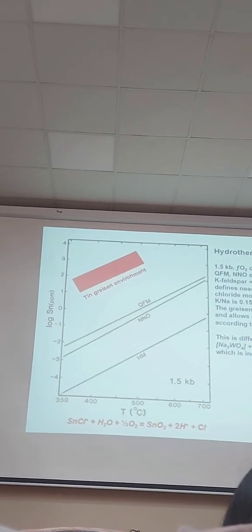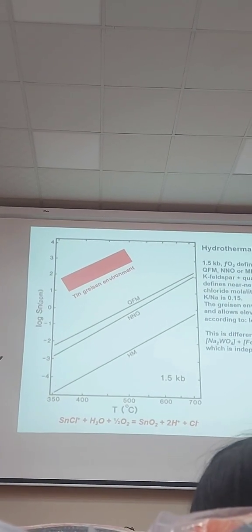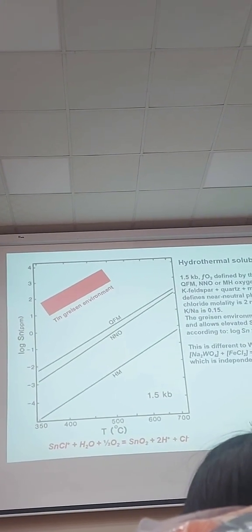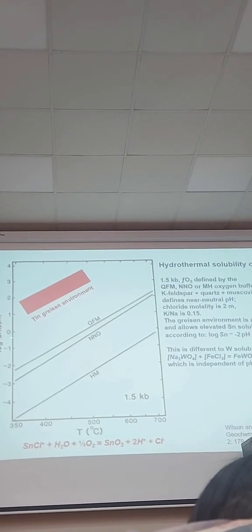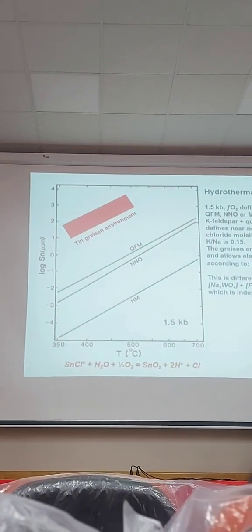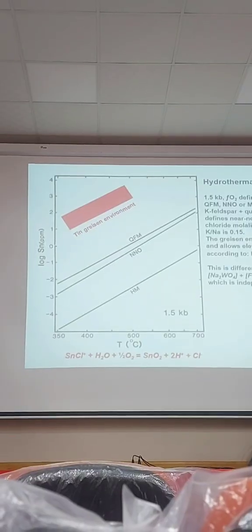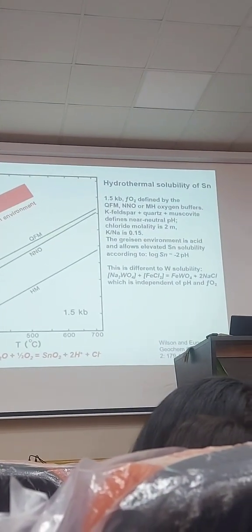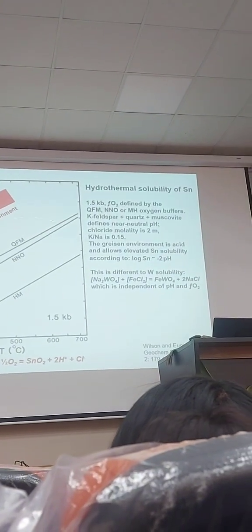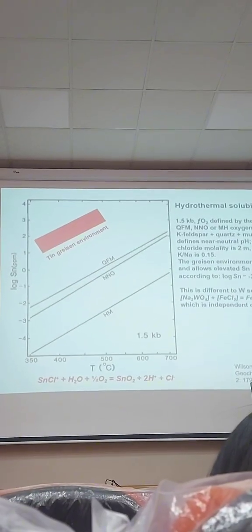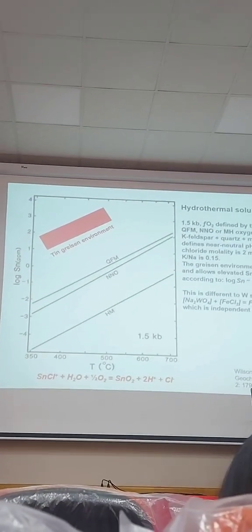This is the hematite-magnetite buffer. So you see, if you want to transport tin under oxidized conditions, even at 700 degrees, you can only dissolve maybe 100 ppb or so. This is a logarithmic scale. This corresponds to 1 ppm. This corresponds to 10 ppm. So under reduced conditions, you can transport much more tin than under oxidized conditions. This is what the paradox is.